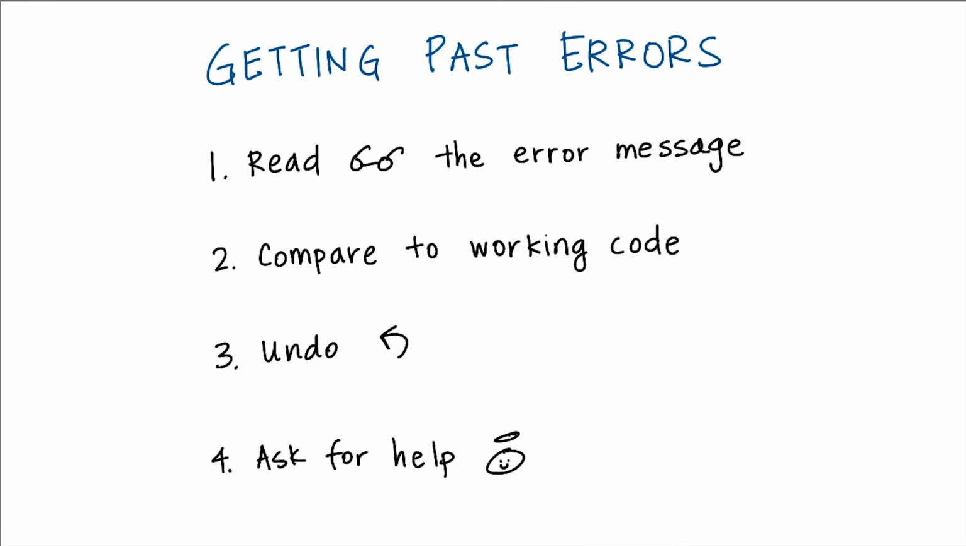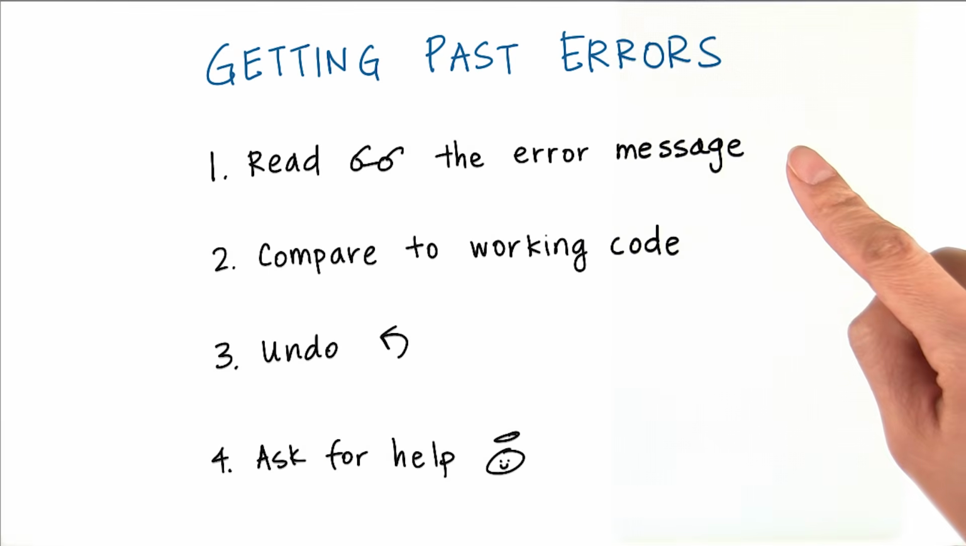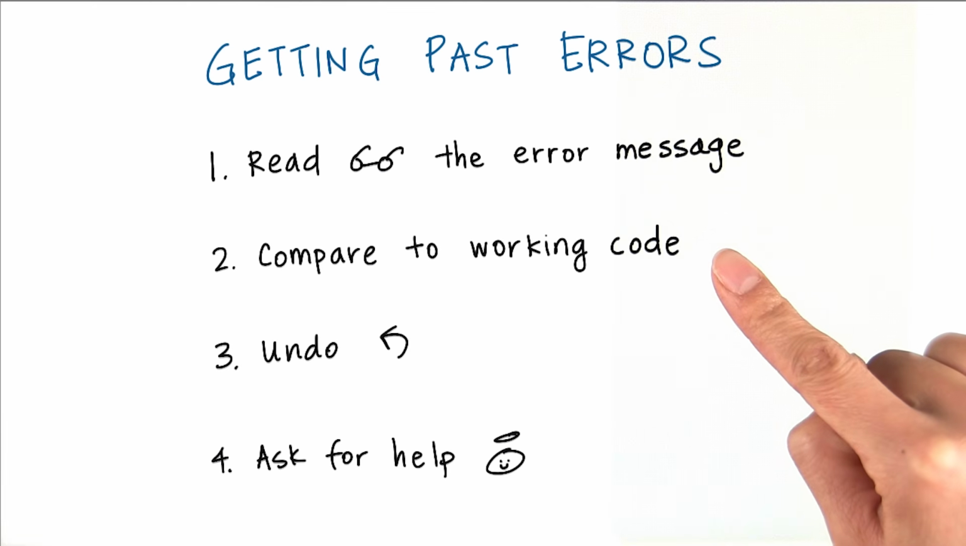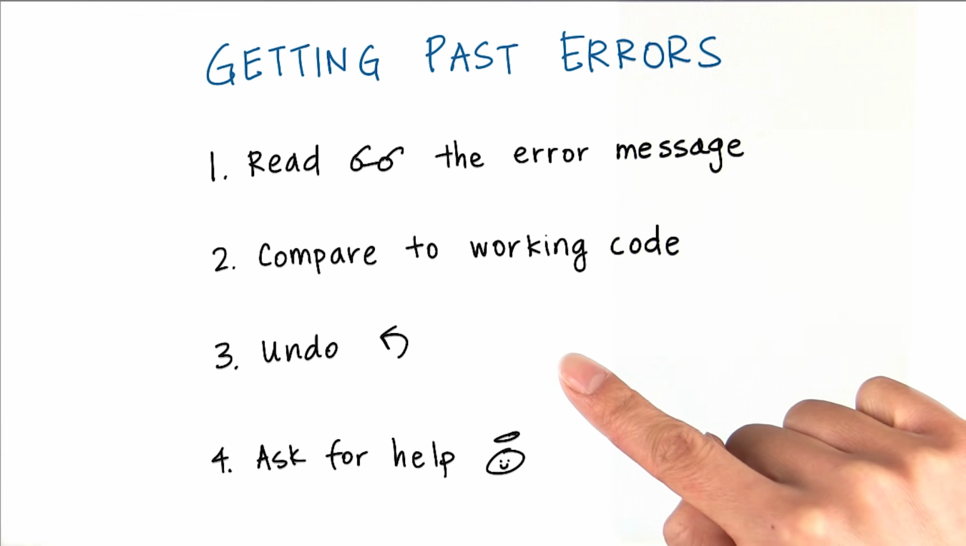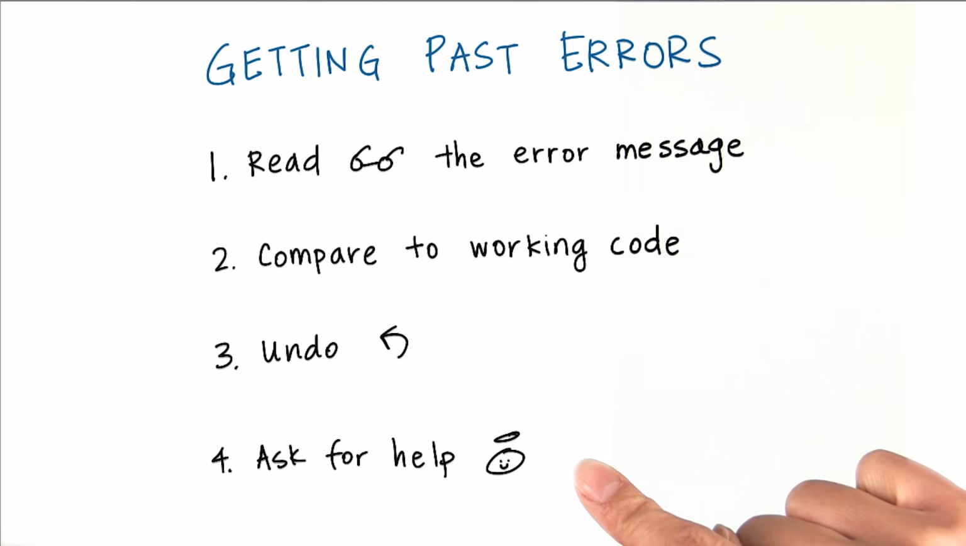As we mentioned in lesson 1, you can try to read the error message first. Sometimes the error message doesn't exactly pinpoint the problem. You can also compare it to working code. We just showed you an example of a math expression that worked. You can also try to hit undo to retrace your steps, or you can always ask for help.